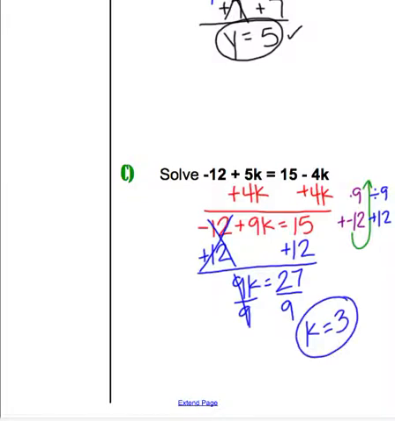And if I check that, 5 times 3 is 15, negative 12 plus 15 gives me 3, and then 4 times 3 is 12, 15 minus 12 is 3. So therefore, the equation works out. We will continue with this work in the next video.